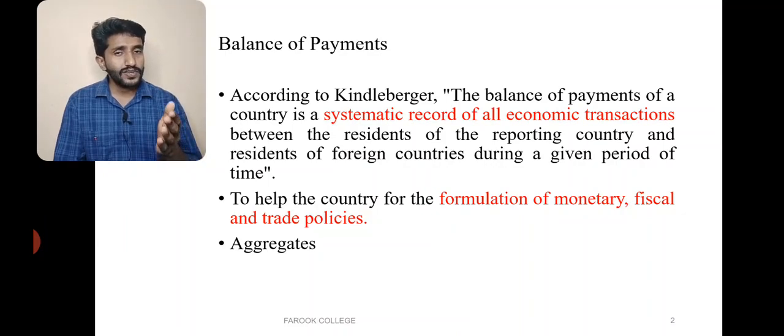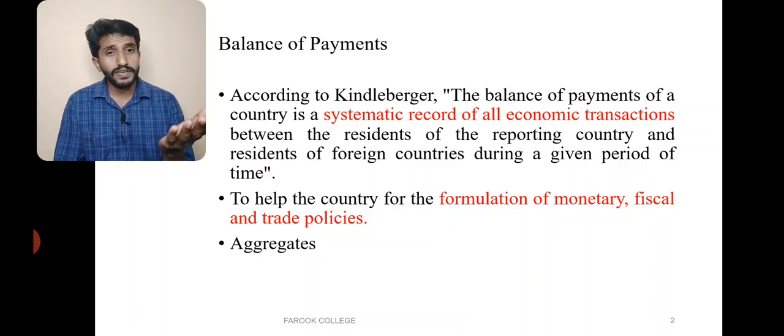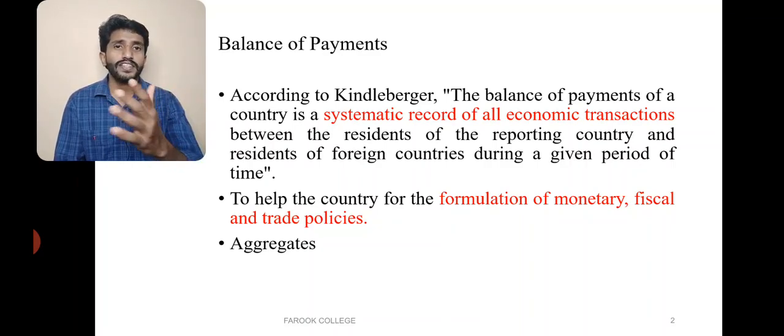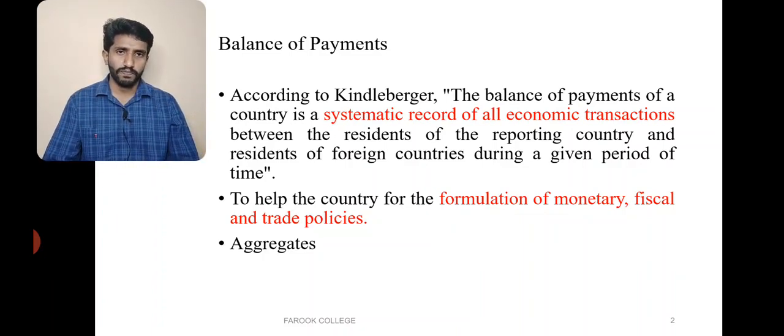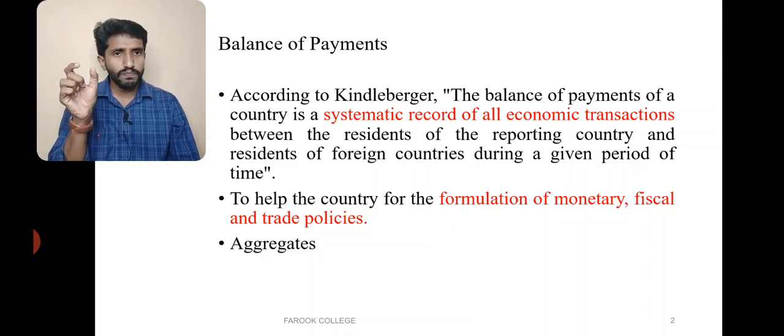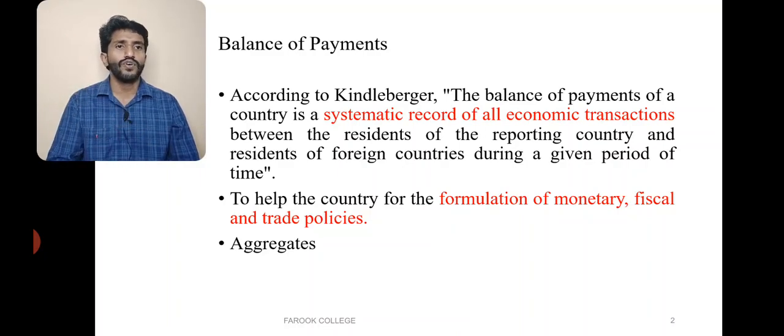That transaction might be done by any particular individual in one country with another person in another country, or it can be the transaction of one government with another government, or of one firm with another firm. It can be in different ways, but all the transactions are included in balance of payment. That's why we are saying balance of payment is a systematic record of all economic transactions.